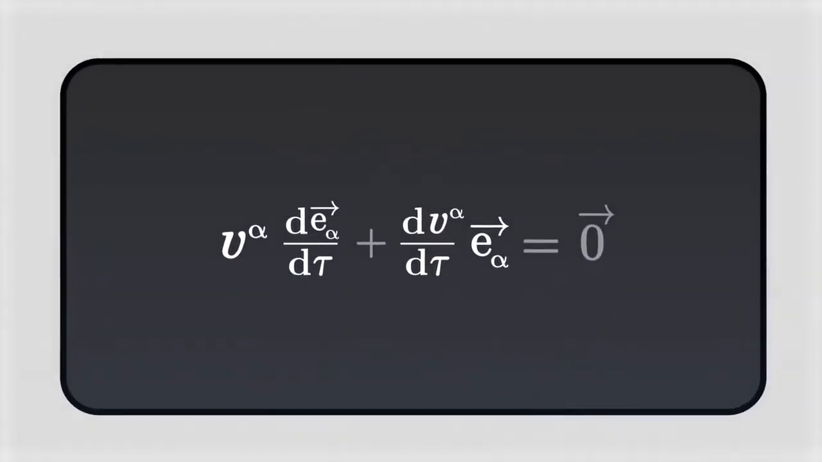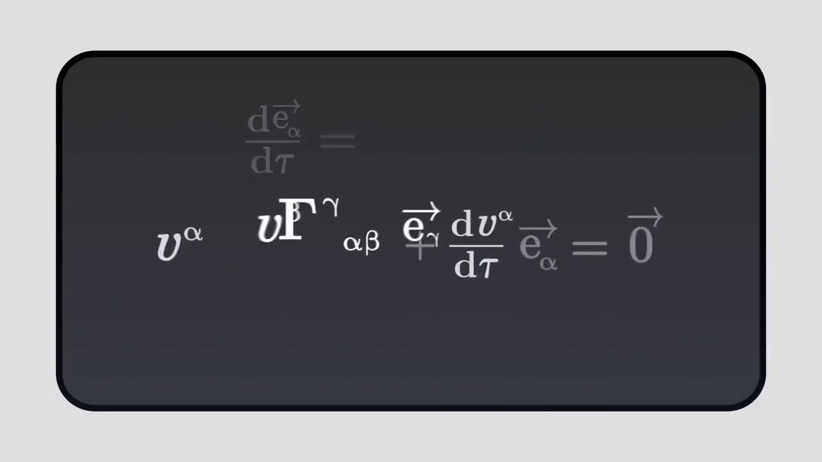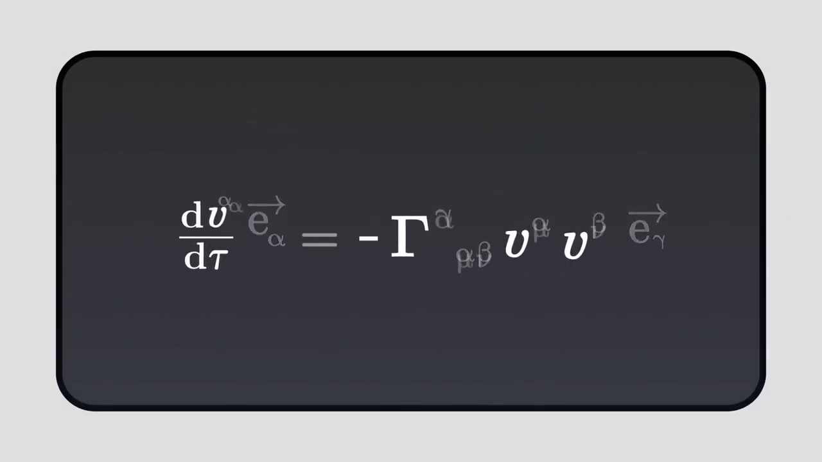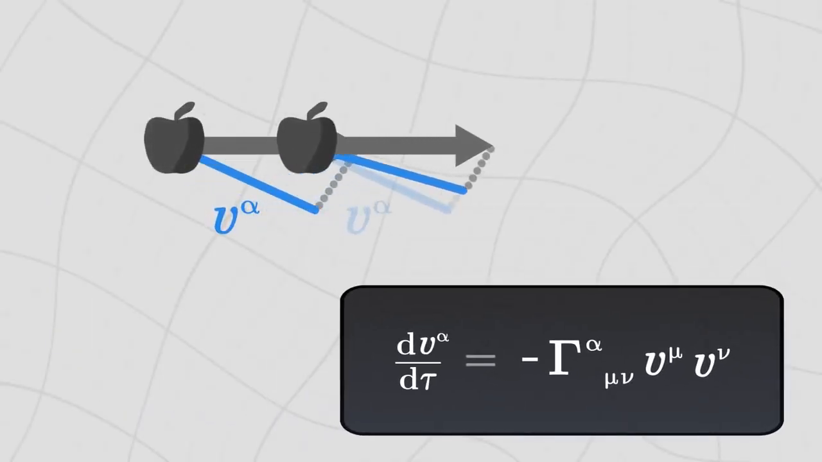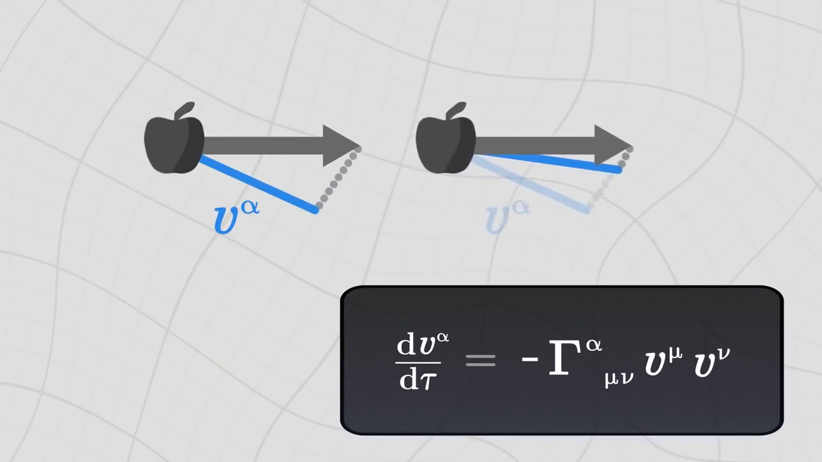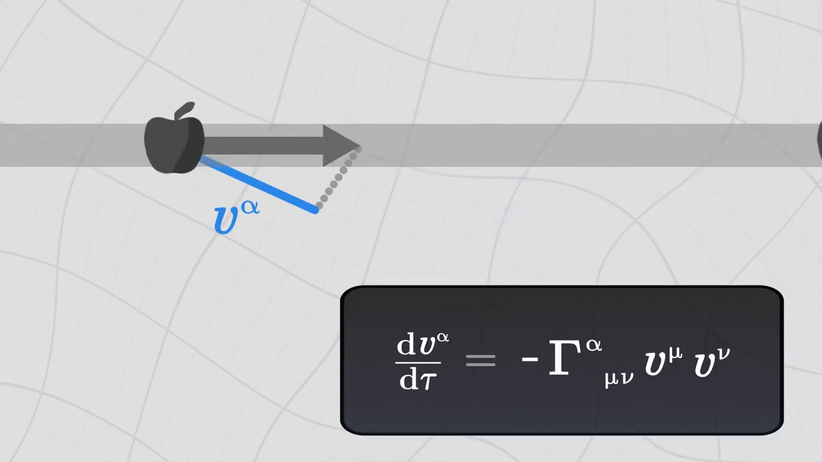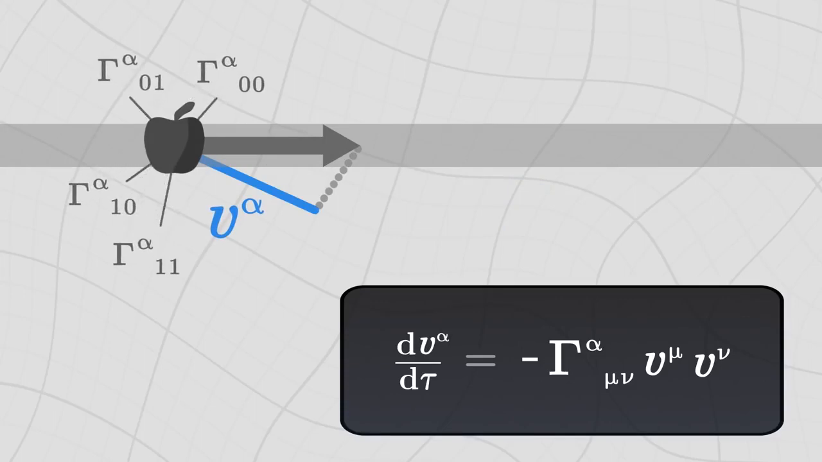Rewriting the previous equation using Christoffel symbols, we finally get to the geodesic equation. This very important equation allows us to calculate for each component of the velocity its rate of change as proper time passes. The geodesic equation thus allows us to predict the whole trajectory of an object, as long as we know its velocity at a given moment and the value of each Christoffel symbol all throughout the grid.